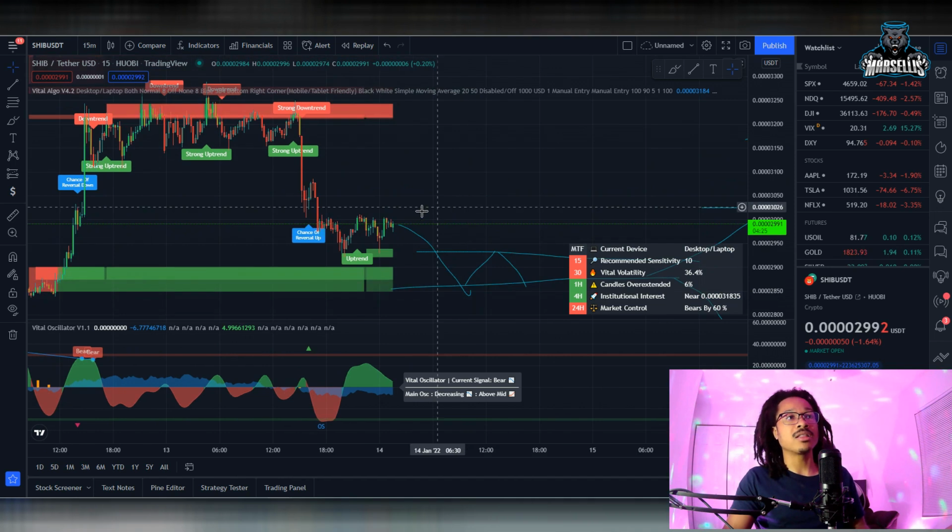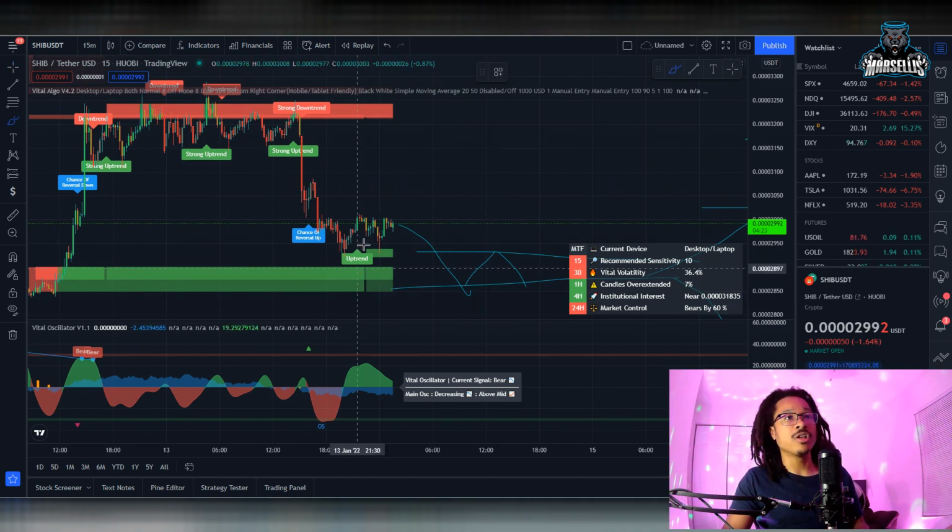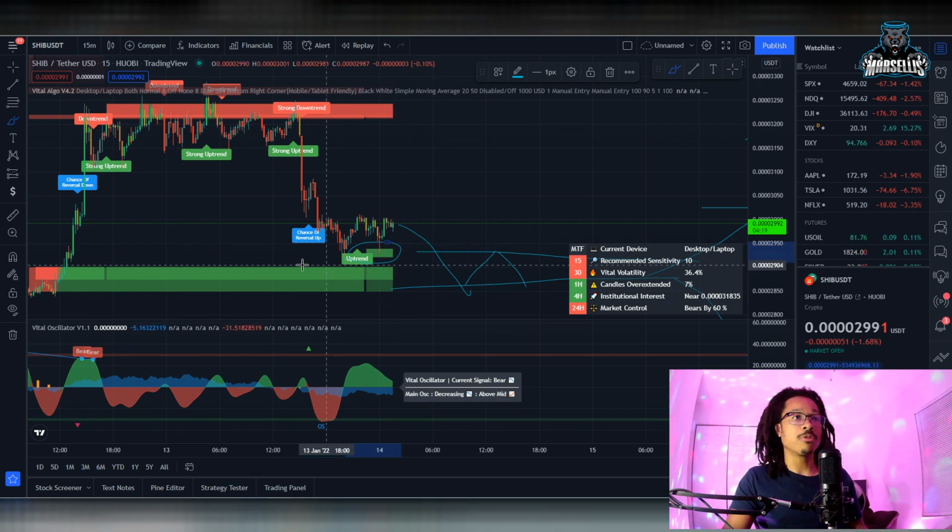But something that I'm liking that I'm seeing here with the Shiba Inu chart is this green area. This green area of supply and demand just now formed. We were inside of this green area of supply and demand for the longest time. We finally broke out of it and then set another area of supply and demand.